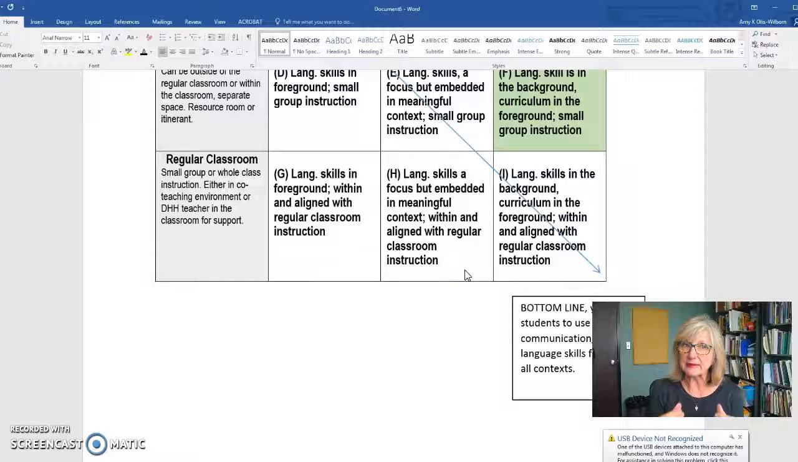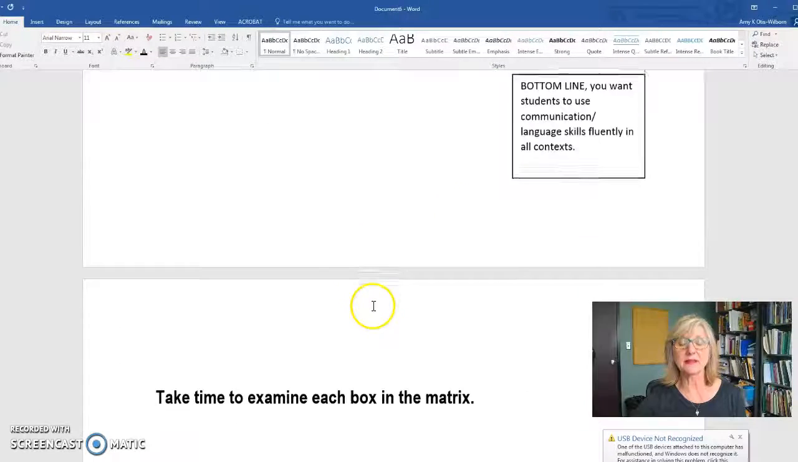And fluently in contexts. So this isn't just something that you teach once. This is something you will have to revisit over and over again across content and across contexts. So that is the point.